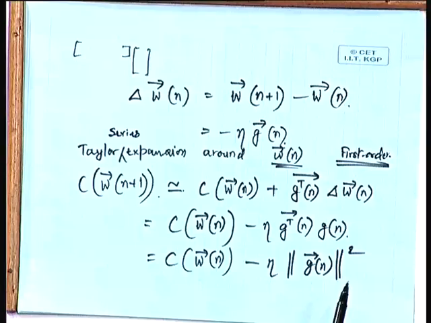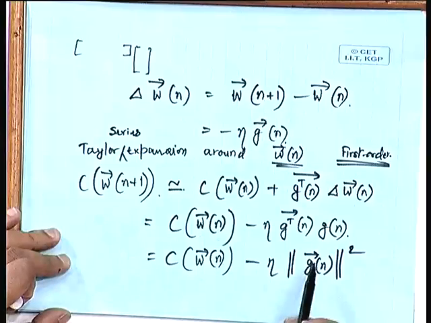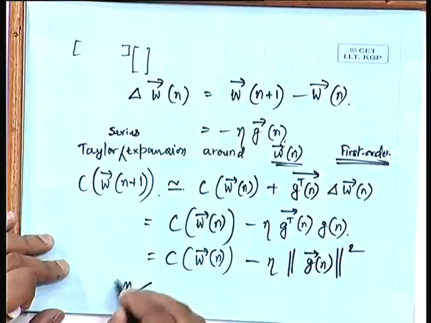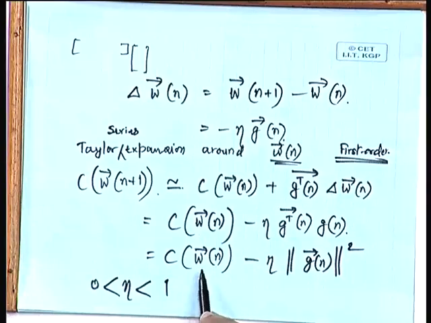Now, what are we looking for? We are saying that with every iteration the cost must decrease, is it not? Now, is it decreasing in this case? Definitely decreasing, because eta by our choice is a quantity lying between 0 and 1. So, eta is positive, and Gn square is also positive. So, this is a positive quantity, so whatever cost we had at the nth iteration, at the n plus 1th iteration the cost decreases.